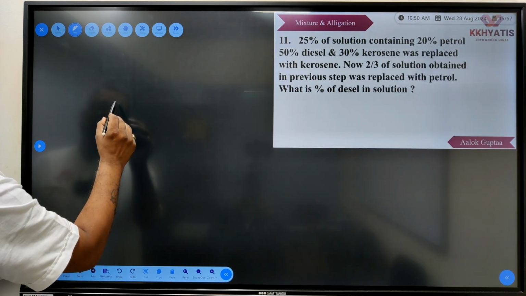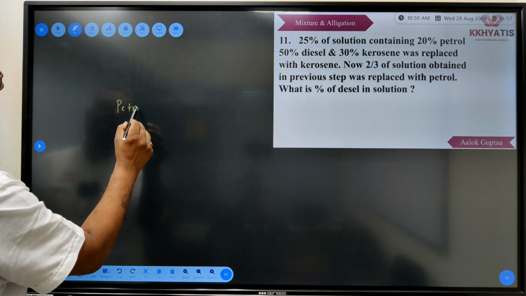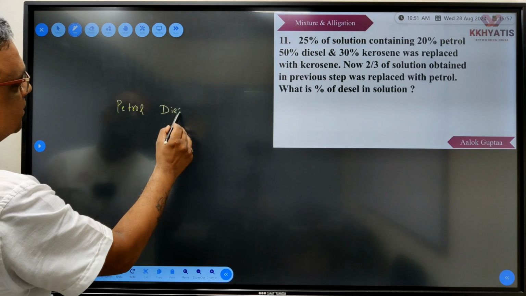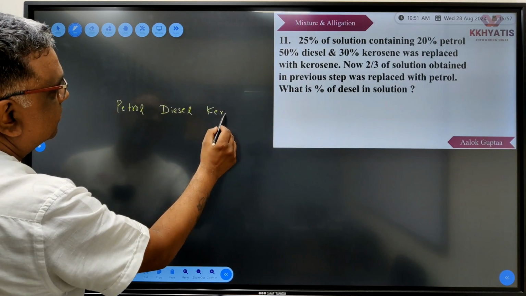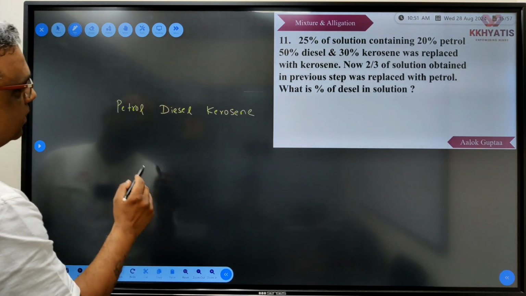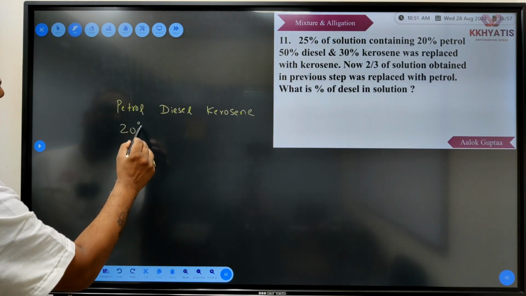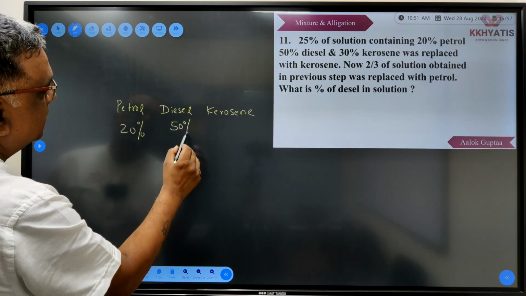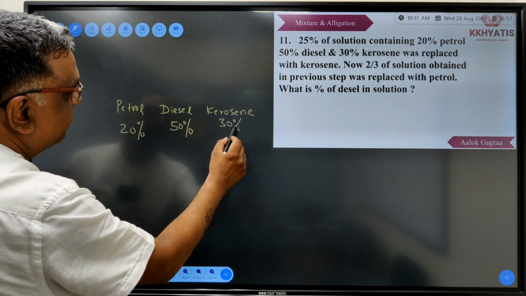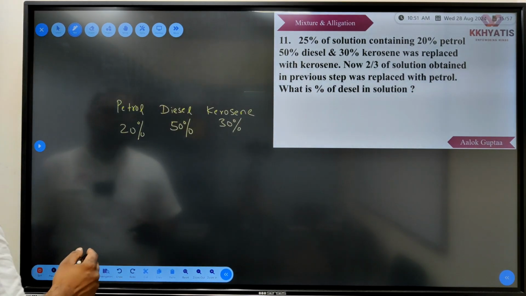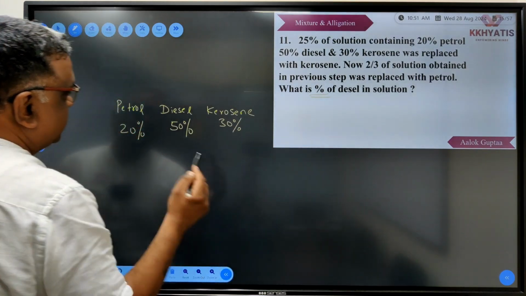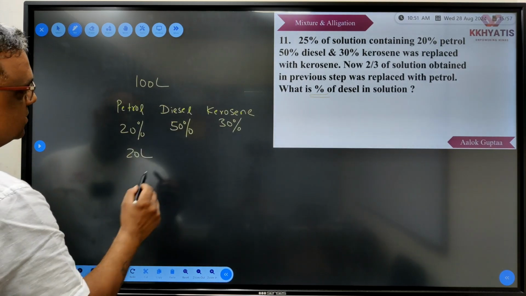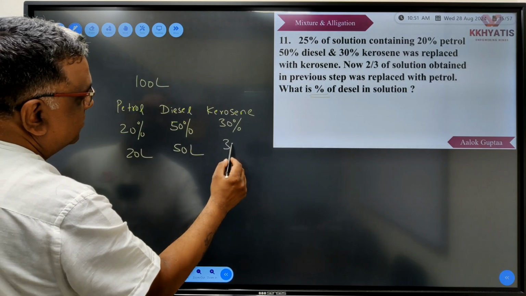So there is a solution in which there is petrol, diesel, and kerosene. This is 20%. This is 50%. And this is 30%. Correct? So since the answer is being asked in percentage, I can assume my initial quantity as 100 liters of total solution. So petrol was 20 liters, diesel was 50 liters, and kerosene was 30 liters.